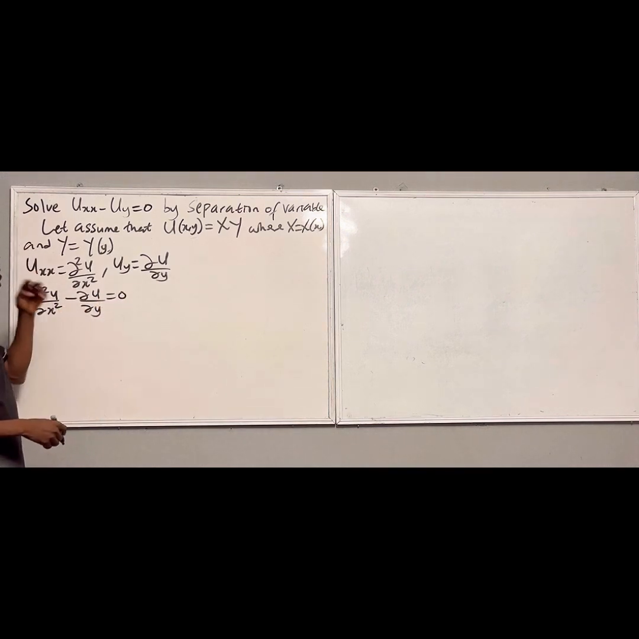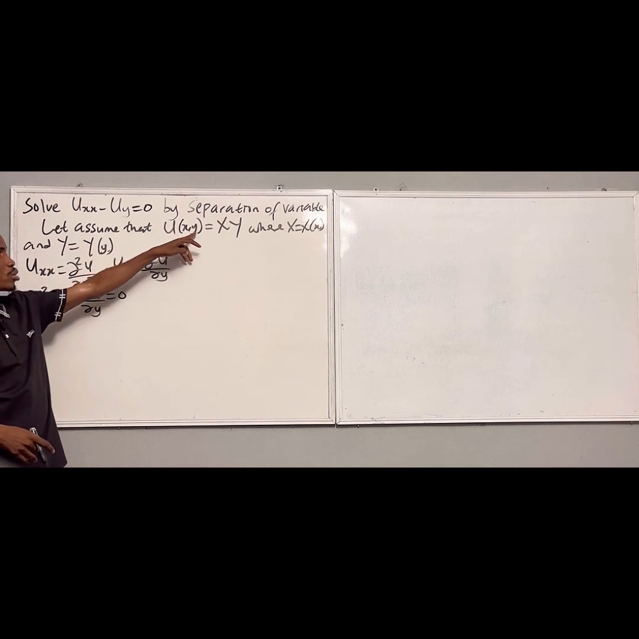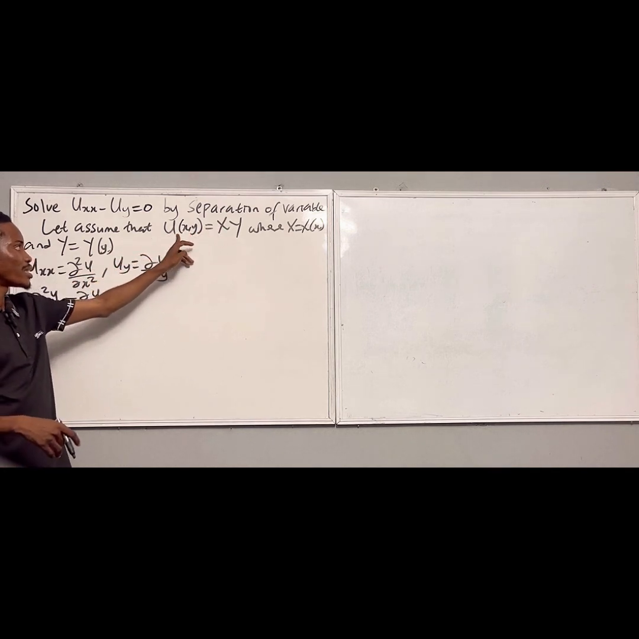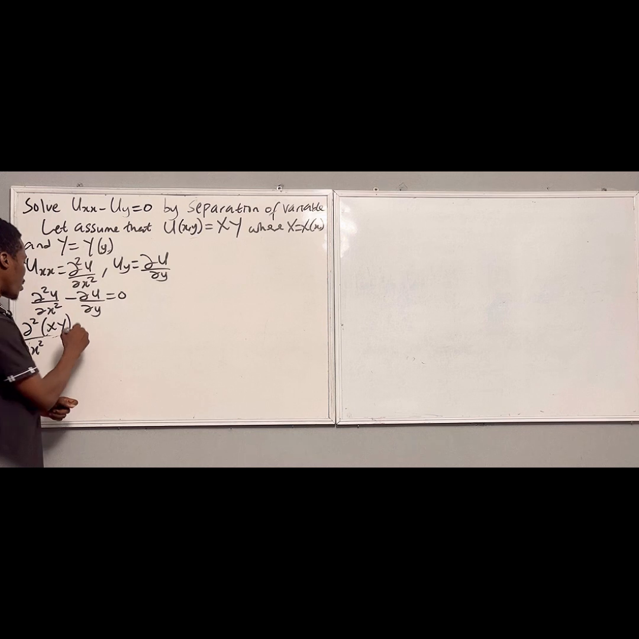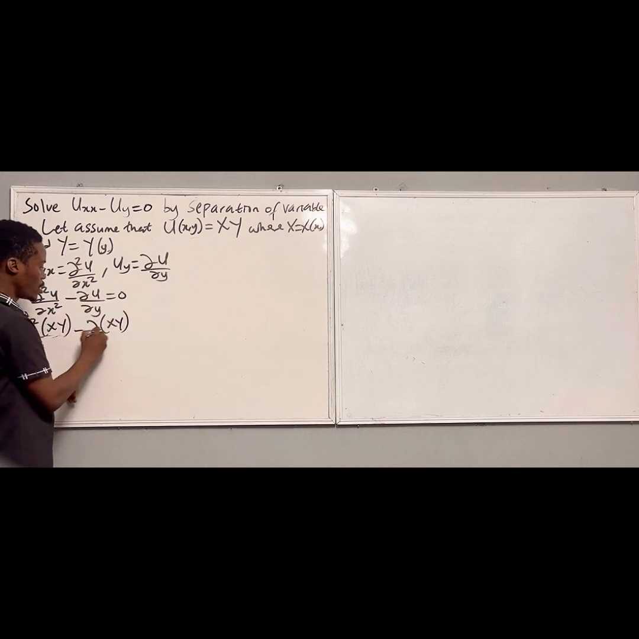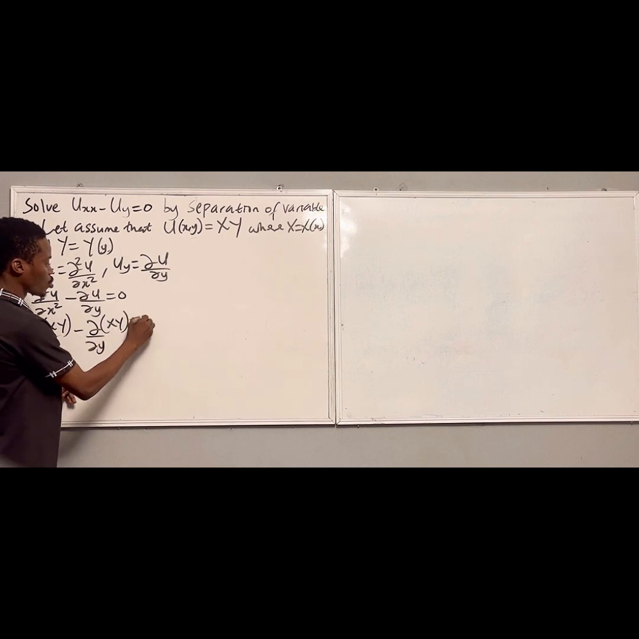So I will now assume that u is equal to X of x times Y of y. Whenever I see u, I put XY. So here I'm going to have the square of u, that is XY, all over the x square, or partial square XY, minus the u, that is XY, all over the y, is equal to 0.